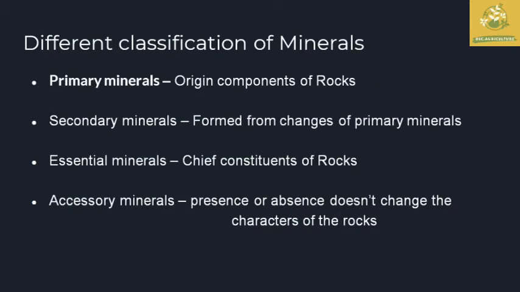After that, we can classify minerals into 4 classifications. The first one is primary minerals, which are known as the original compounds of rocks, and the secondary minerals are the minerals formed from changes made in the primary minerals by the environment. The third one is essential minerals, which are present as the chief constituents of the rocks, so without them there is no rock. And the auxiliary minerals, whose presence or absence does not change the characteristics of the rock, are known as accessory minerals. So these are the 4 different classifications of minerals.